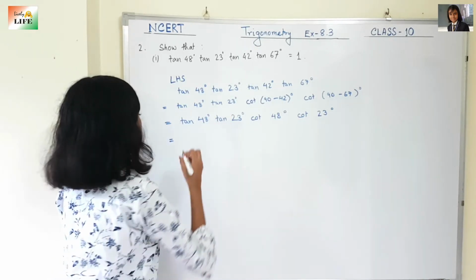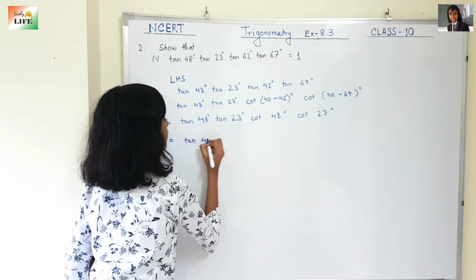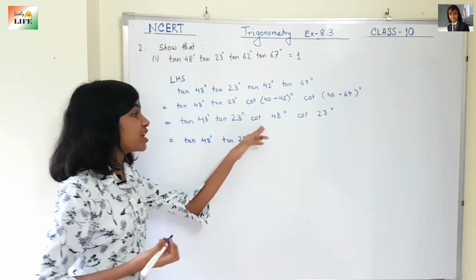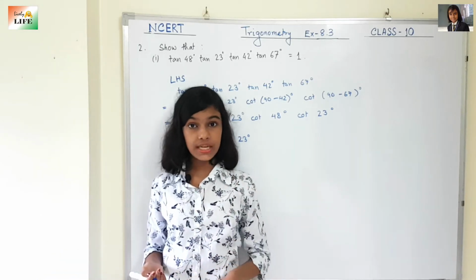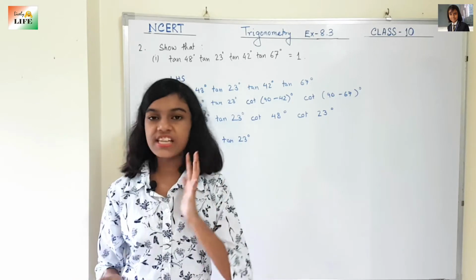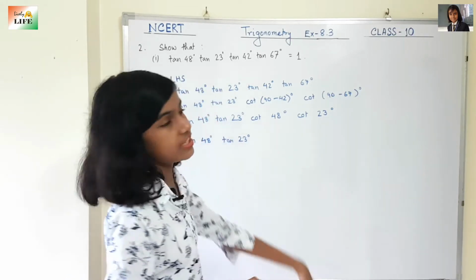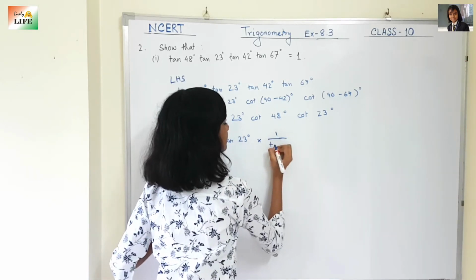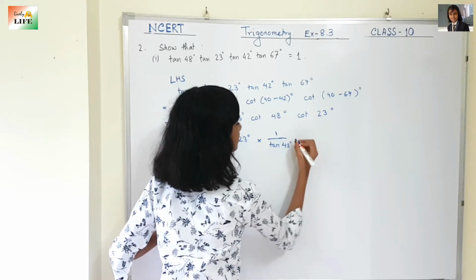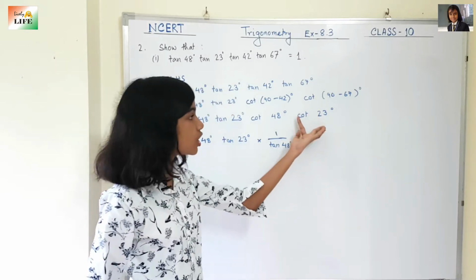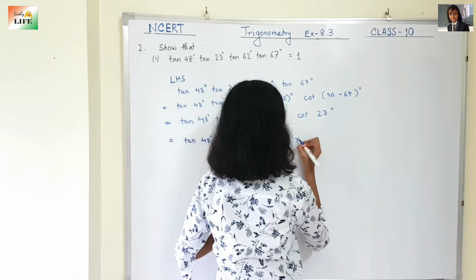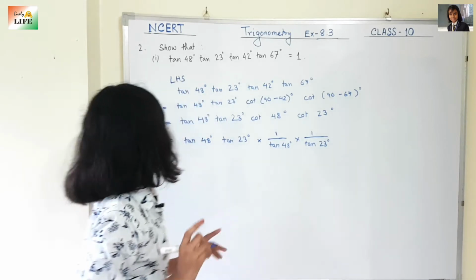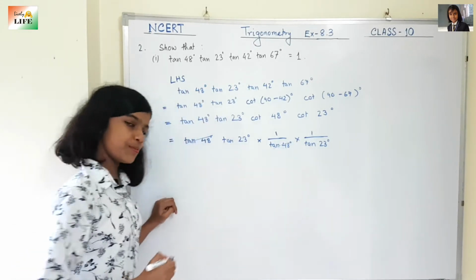So now tan 48, tan 23. Now we can write cot 48 degree as 1 by tan 48 degree, right? We have already learned earlier that cot A is equal to 1 by tan A. So we can write cot 48 as 1 by tan 48. And we can also write this cot 23 degree as 1 by tan 23 degree. Okay.